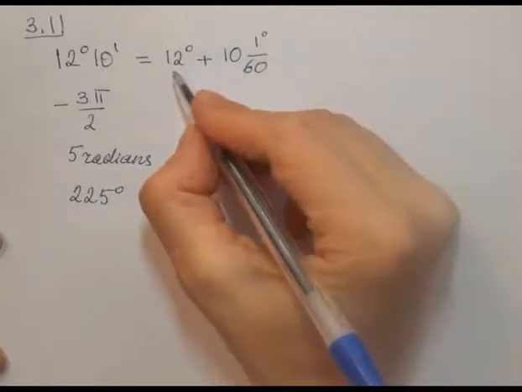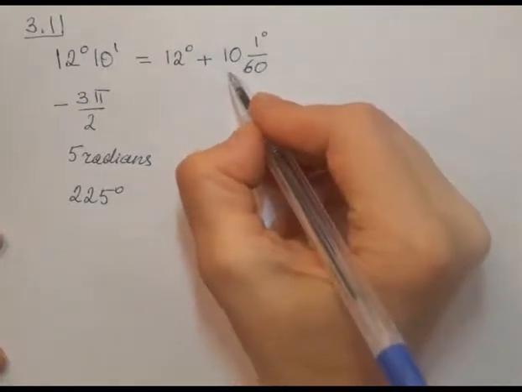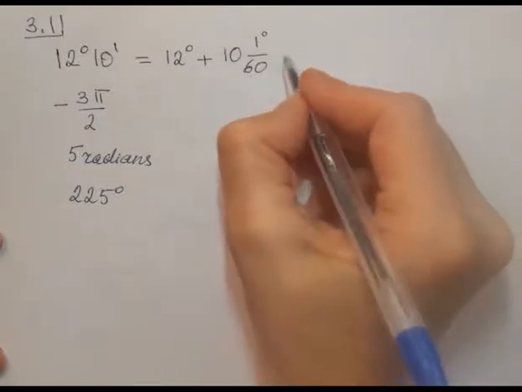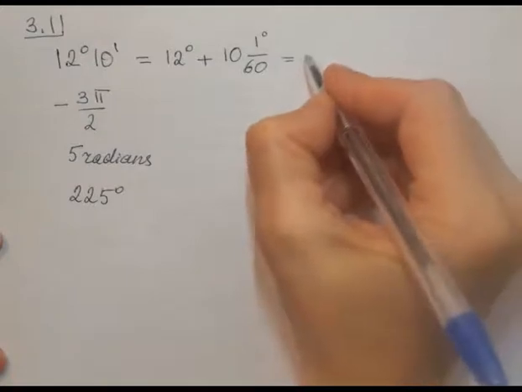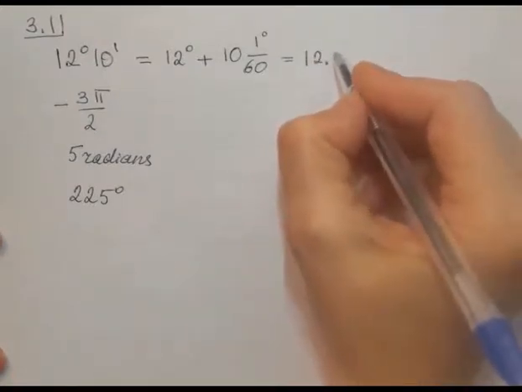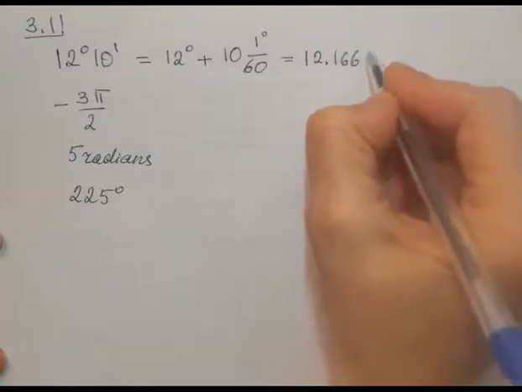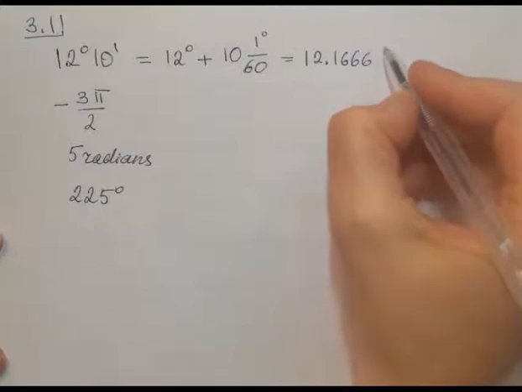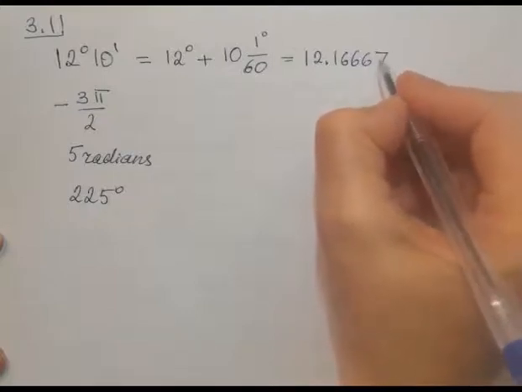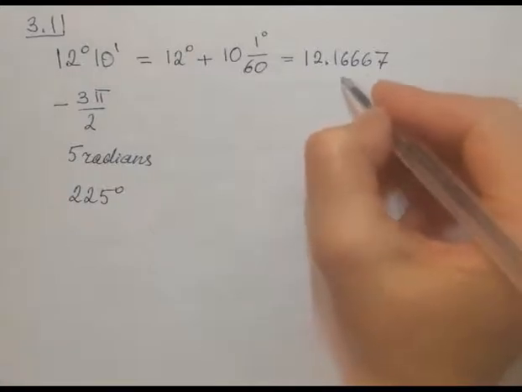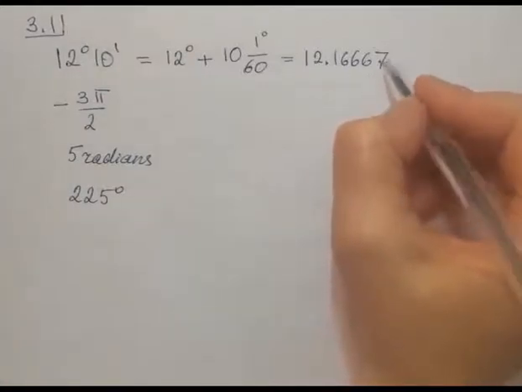So we have 12 plus 10/60th, or 1/6, of a degree, which is the same as 12.1666. It is a repeating decimal, so we can round it somewhere in the 5th digit after the point.